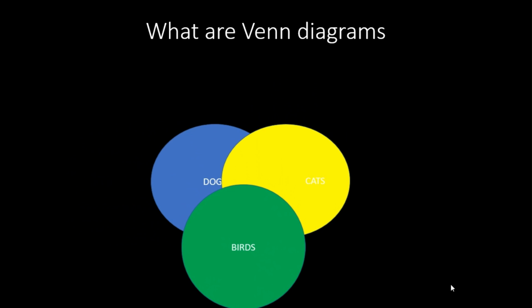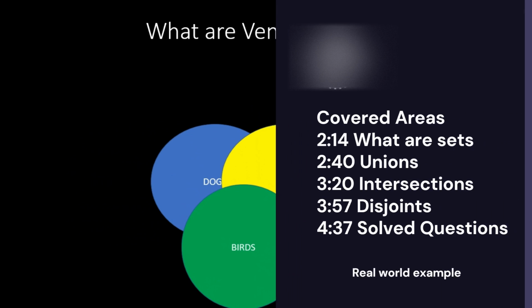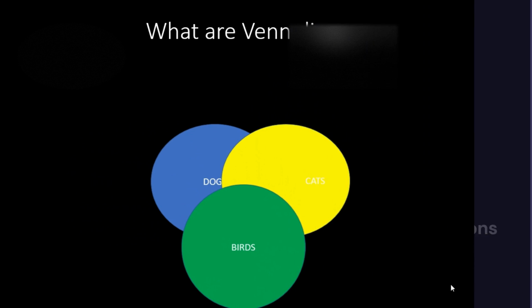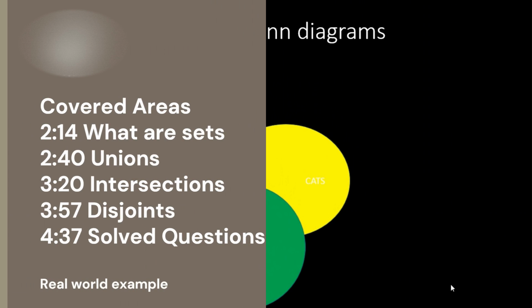These Venn diagrams are commonly used in mathematics, logic, statistics, and other fields to illustrate concepts such as intersection, union, and complements of sets. And as promised in the video, I have a bonus question on sets. So stick around and I'll show you how to solve it.